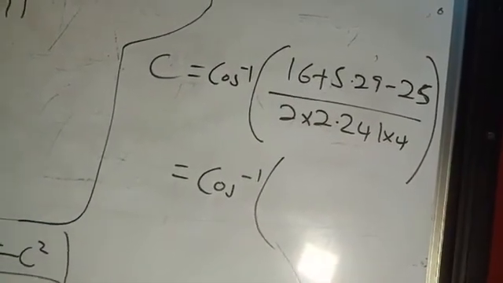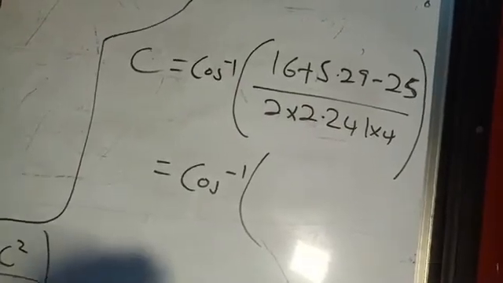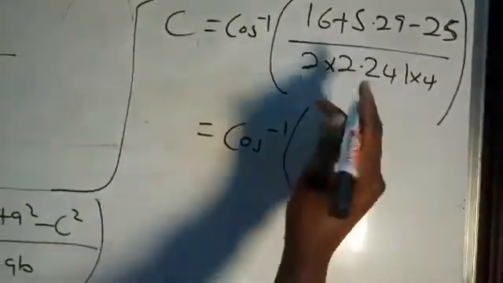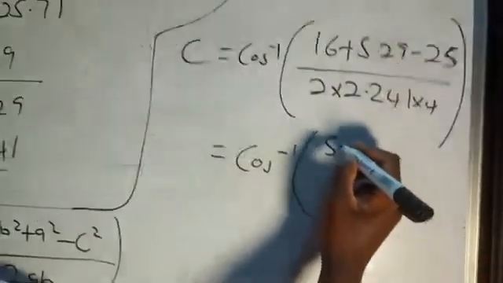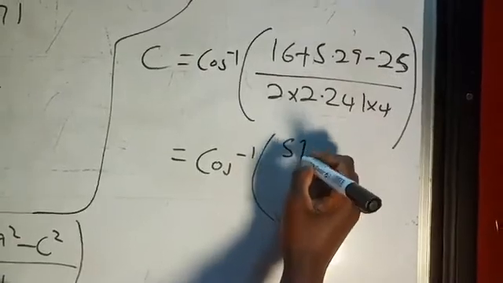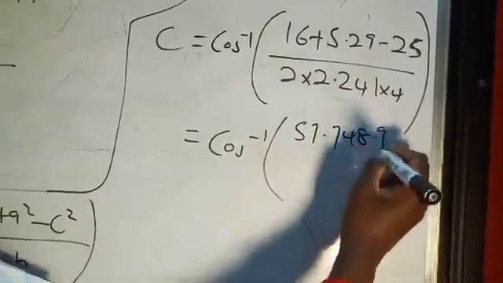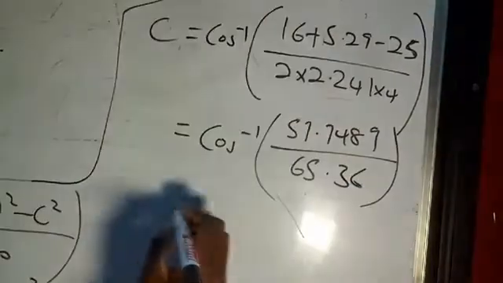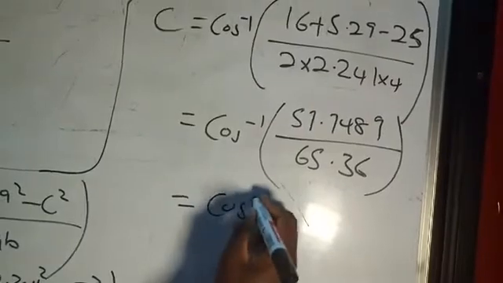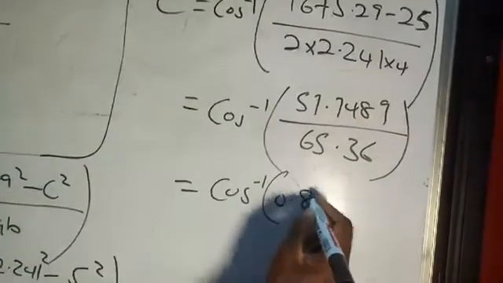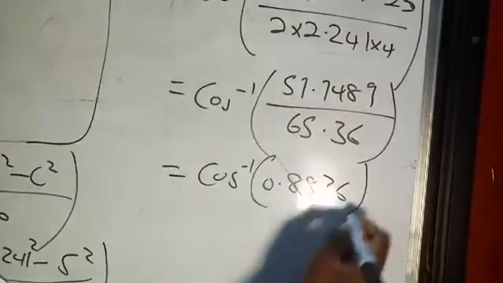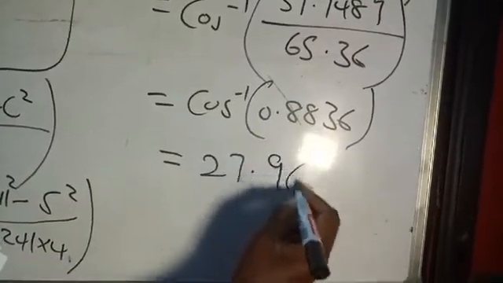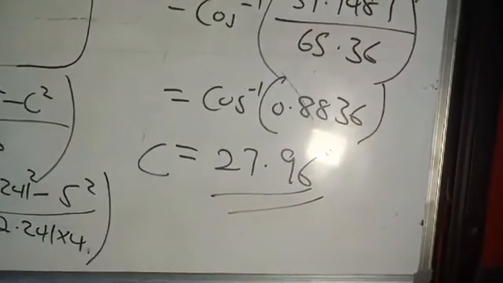If we sum them up, we shall get something like 57.7489 over 65.36, becoming a cos inverse of 0.8836, getting 27.96 degrees. This is our angle C.